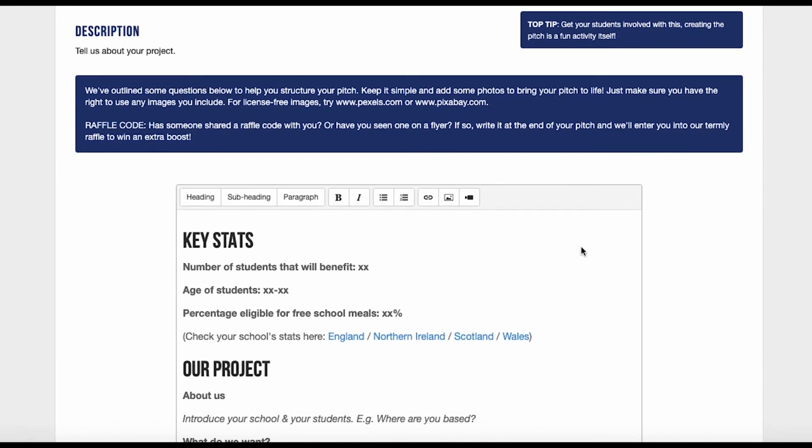Now for the description. We've broken this section down for you, starting with key statistics. Type in the number of students that will benefit, the age of those students, and the percentage that are eligible for free school meals. If you're unsure of this, we can do that for you.